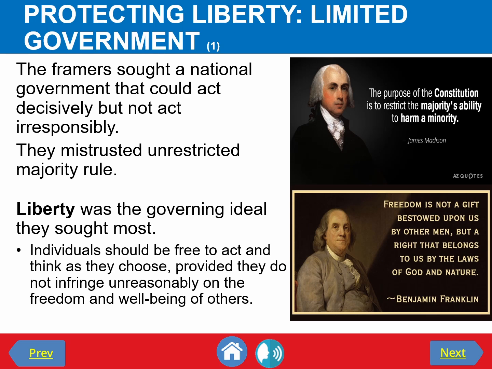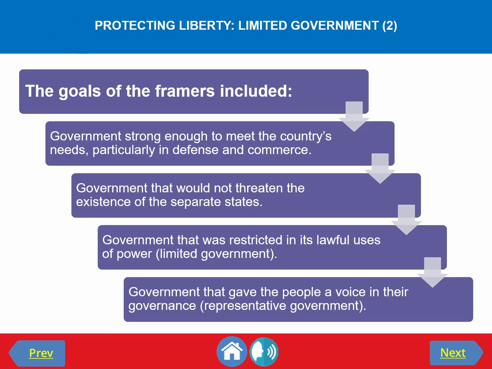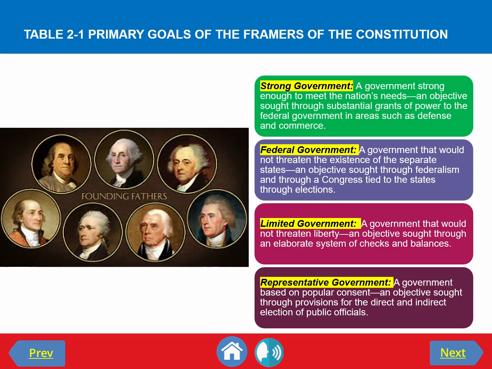The goals of the framers included a government strong enough to meet the country's needs, particularly in defense and commerce. A government that would not threaten the existence of the separate states. A government that was restricted in its lawful uses of power, limited government. And a government that gave the people a voice in their governance, representative government. The primary goals of the framers can be put into 4 thematic categories as shown on this slide. First is strong government, a government strong enough to meet the nation's needs, an objective sought through substantial grants of power to the federal government in areas such as defense and commerce.